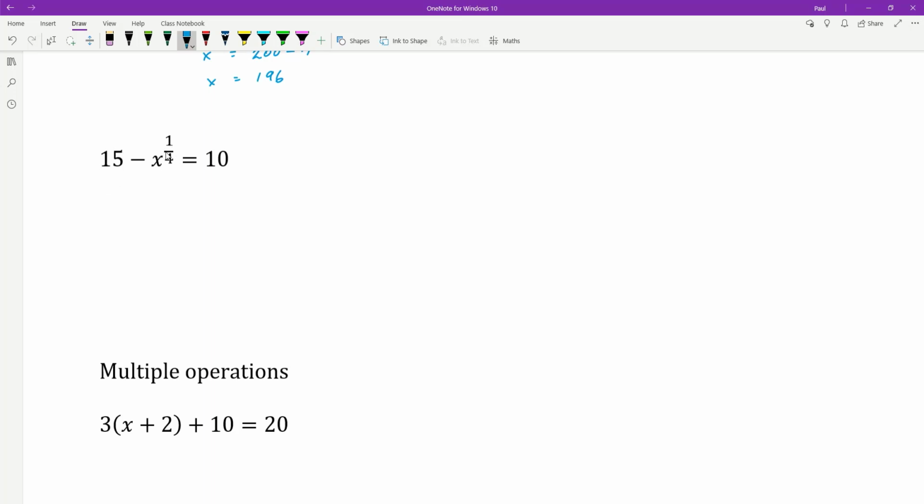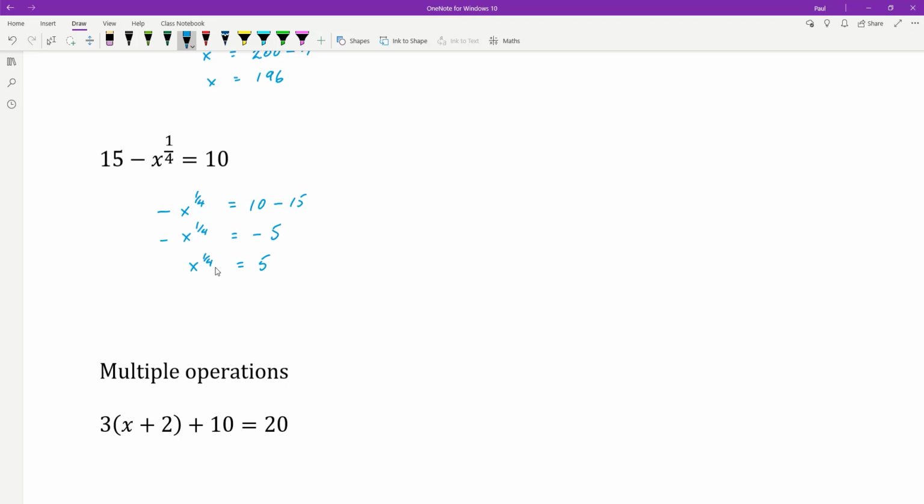Powers are exponents, so they're second last on the list, and we've got a positive 15 here. So let's move that positive 15 to the other side, so it will become negative 15. So minus x to the power of a quarter is equal to 10 minus 15. So x to the power of a quarter is going to equal minus 5. Now because there's a negative and a negative, they actually cancel out because they're on both sides. So x to the power of a quarter is going to equal 5.